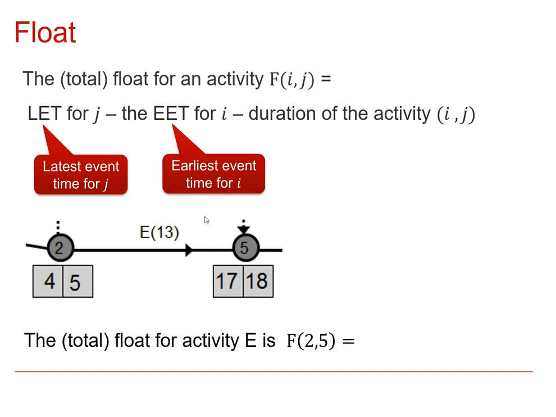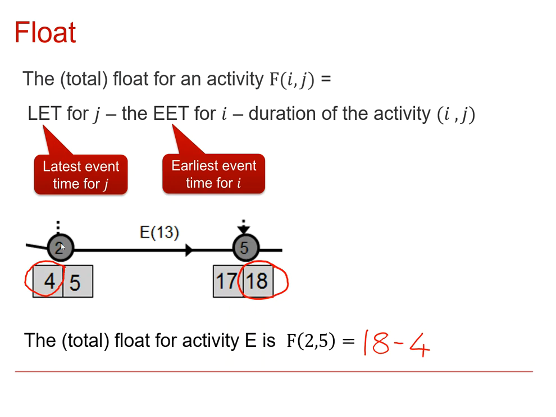So how do we calculate the float for a given activity? Well, what we do is we look at the events which that activity takes us between, and if we think about it, the latest event time for the end of the activity, in this case this 18, is the latest time at which that activity can complete. And then we also look at the earliest time for event I, which is the first of the two events involved. In this case it's 4. So we've got the earliest time that the activity can start and the latest time the activity can finish. And if we subtract one from the other, so latest event time for J minus earliest event time for I, in this case that would be 18 minus 4, which of course is 14.